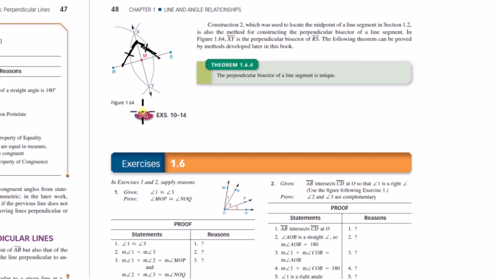And that's another way of viewing what perpendicular means, which we're going to learn, like they're saying here. We're going to learn more about this later as we go forward in the book.